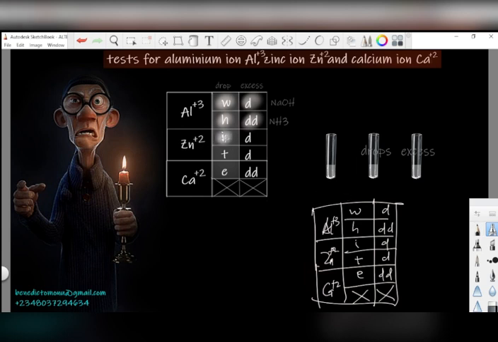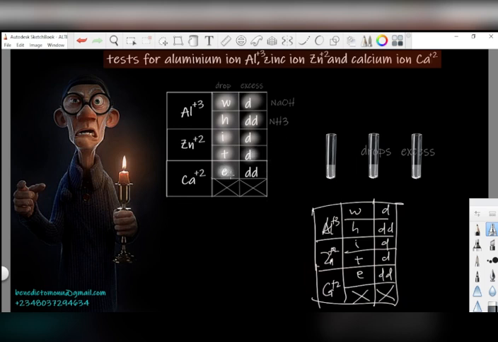Drops of sodium hydroxide to a sample that contains the zinc ion will form a white precipitate. In excess sodium hydroxide, the precipitate will dissolve. Drops of ammonia to a sample that contains the zinc ion, a white precipitate is formed. In excess ammonia, the precipitate will dissolve.